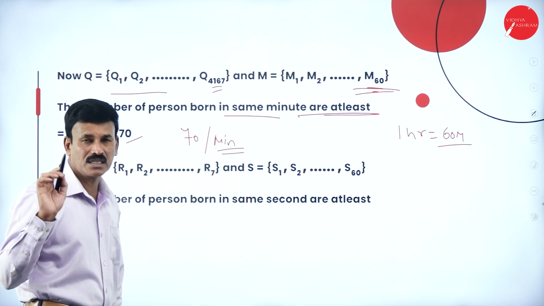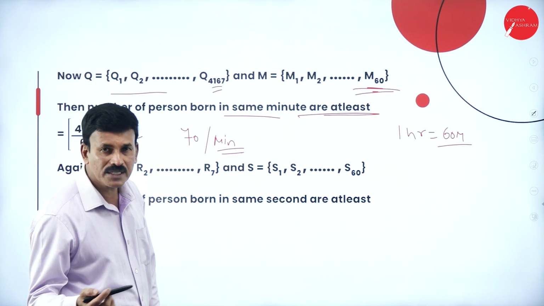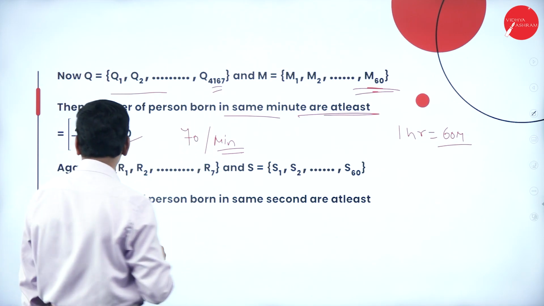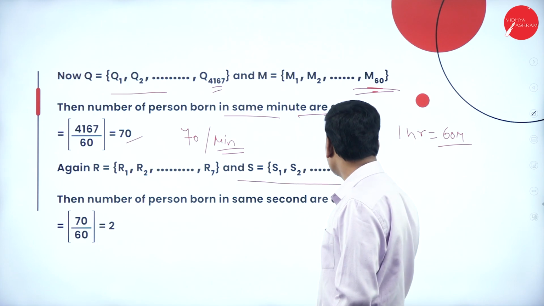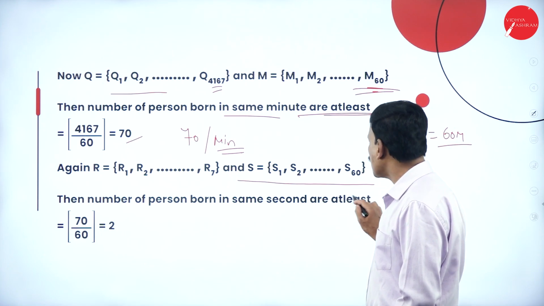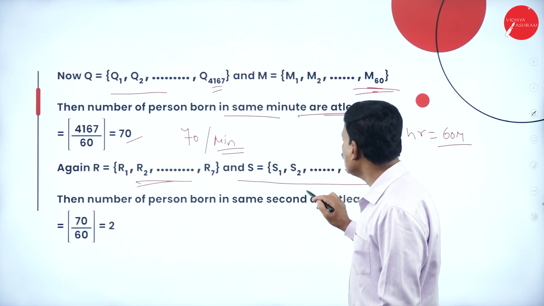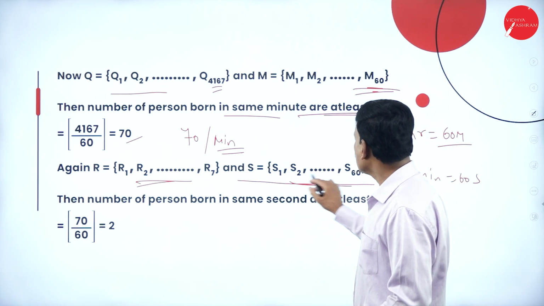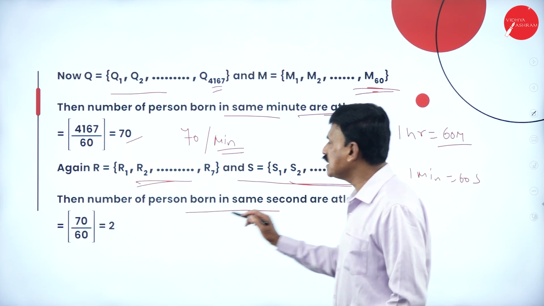See, first we have calculated the number of persons born per hour. Again, the number of persons born per minute. So per hour it is 4167, per minute it is 70. Now again let us consider R as R1, R2, up to R7, and S as S1, S2, up to S60. That means the number of persons born in the same second, at least. 1 minute is equal to 60 seconds. Therefore the number of persons born in the same second, at least, is 70 divided by 60.